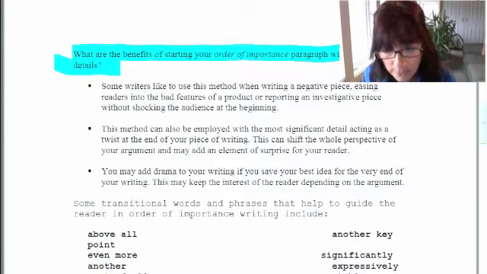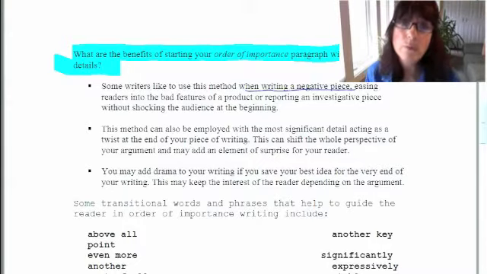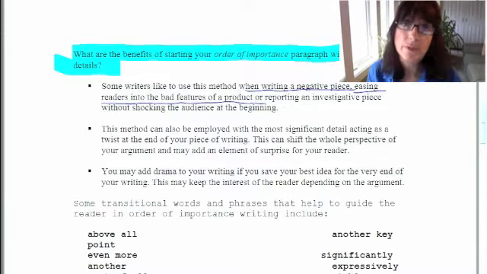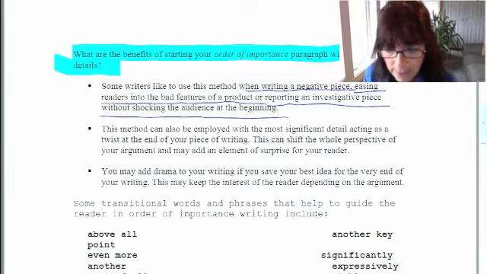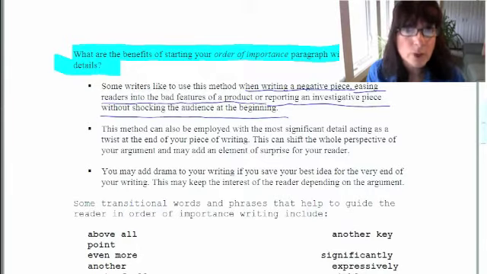Some writers like to use this method of the least important to begin with if they're writing a negative piece. So if you're writing something that's more on the negative side, you know that your reader might not be agreeing with you, you want to ease your reader into the bad features. For example, you have to present the bad features of a product. You want to ease your reader into the bad features of a product, or you're reporting an investigative piece and you don't want to shock the reader too quickly. You've investigated something, you have something that you want to say that will be very shocking to the reader, you don't want to start out with that right away because you might turn the reader away. The reader might not want to read on.